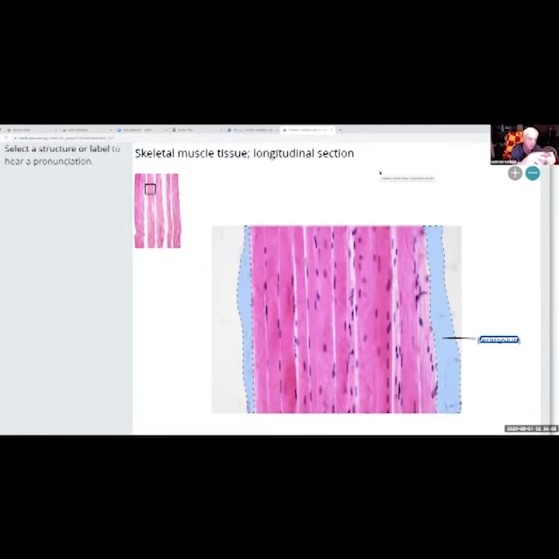Is skeletal muscle voluntary or involuntary? Voluntary. Those are all your voluntary motions. Your arms, your legs, your locomotion, swallowing, everything like that is skeletal muscle. Okay?